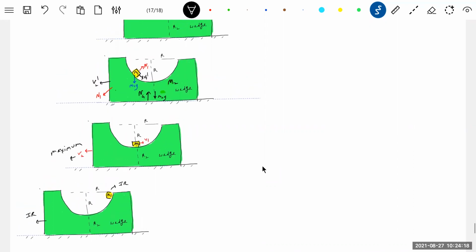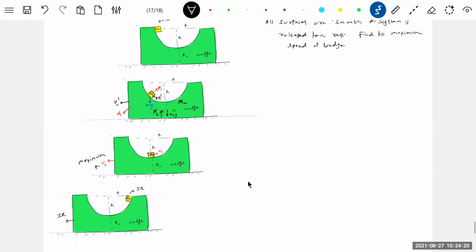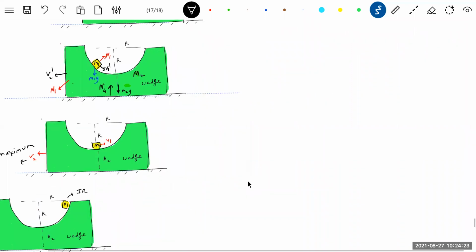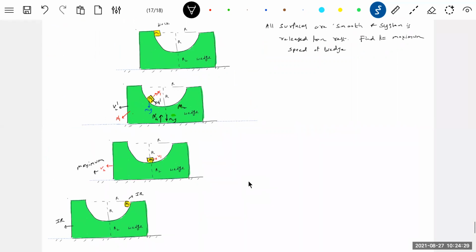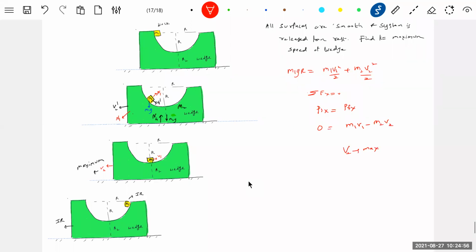How to calculate this V2? Applying conservation of mechanical energy, m1 g R equals the kinetic energies. I'll get V1 and V2. Two unknowns are there, so I need one more equation: conservation of linear momentum. Initial momentum 0, final momentum. And this V2 is in fact the maximum.